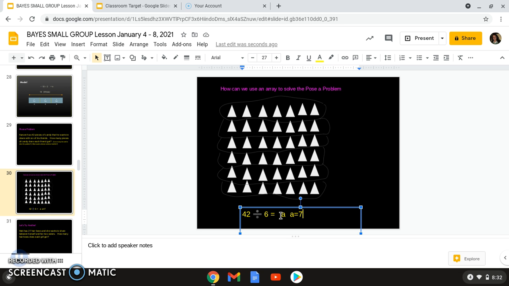One thing that I want you to keep in mind, again, when we're doing these problems, you're not going to put 42 divided by 7 because we don't know 7 yet. We're going to take the information from the word problem. We knew 42, we knew 6. Those are the numbers that we're going to use to find the answer to this particular problem.